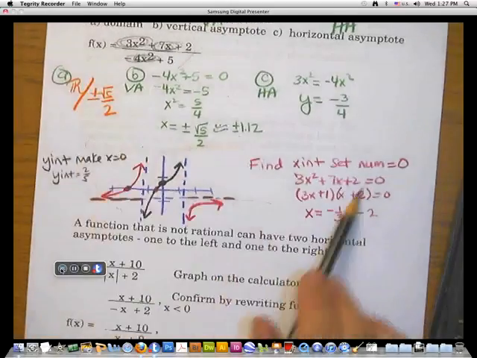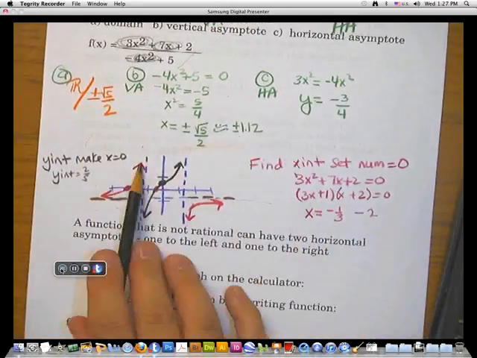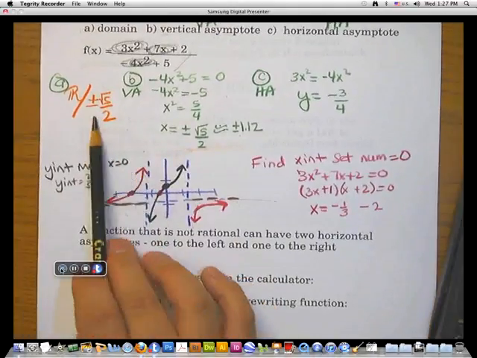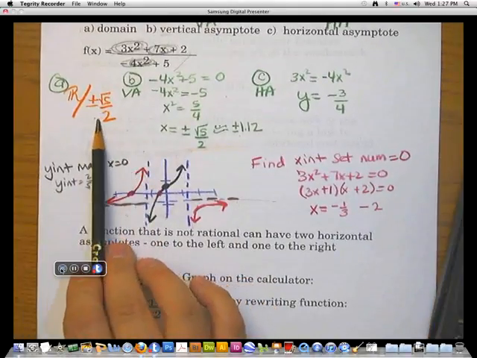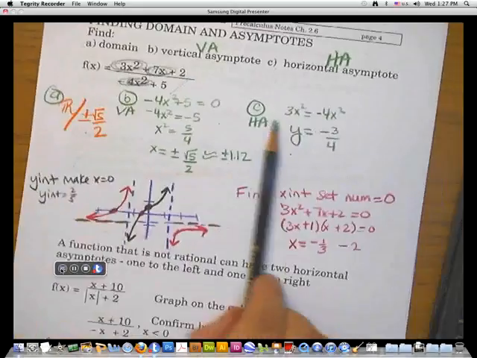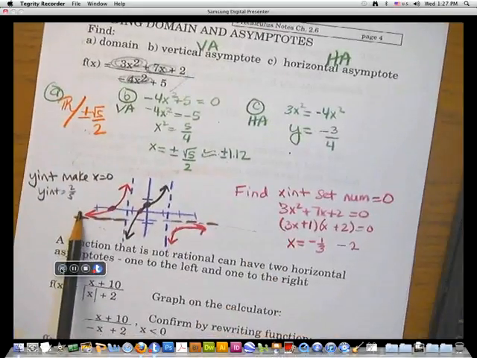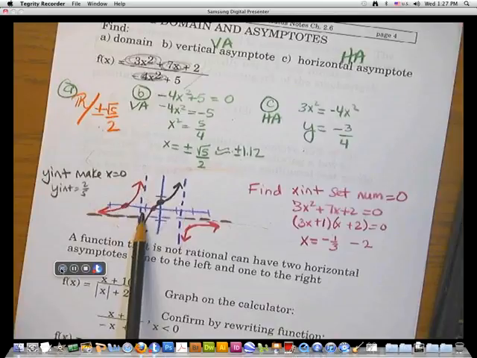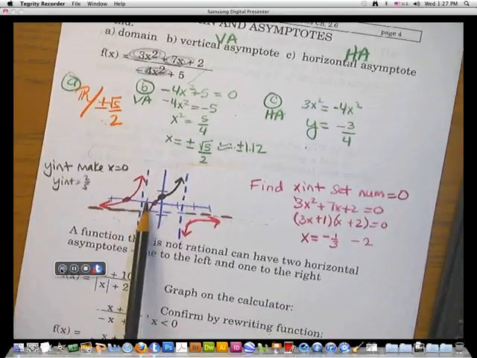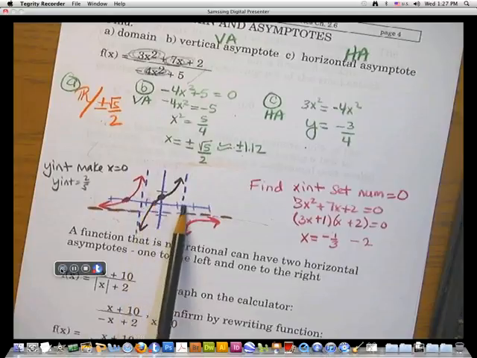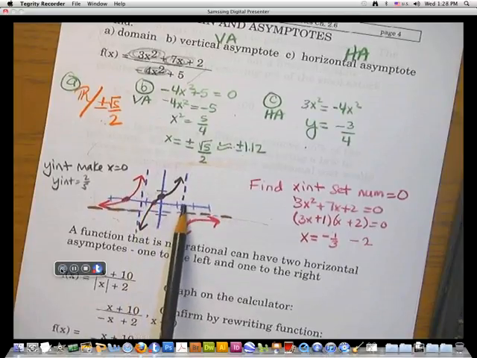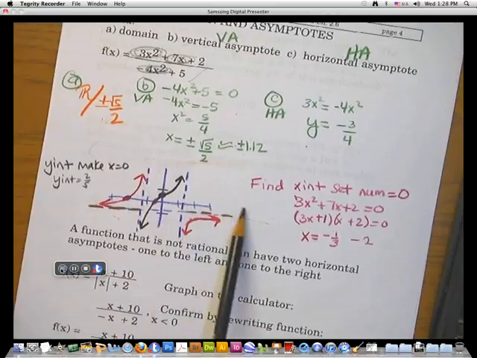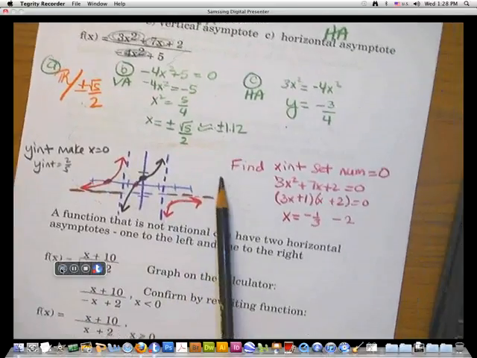This is pretty standard of all the information you're going to need to be able to find. So let's start with domain. The domain is how far left and right our picture goes. It goes from negative infinity to negative root 5 over 2, but doesn't touch. It goes from negative root 5 over 2 to positive root 5 over 2 and doesn't touch. And then it goes from positive root 5 over 2 to infinity.